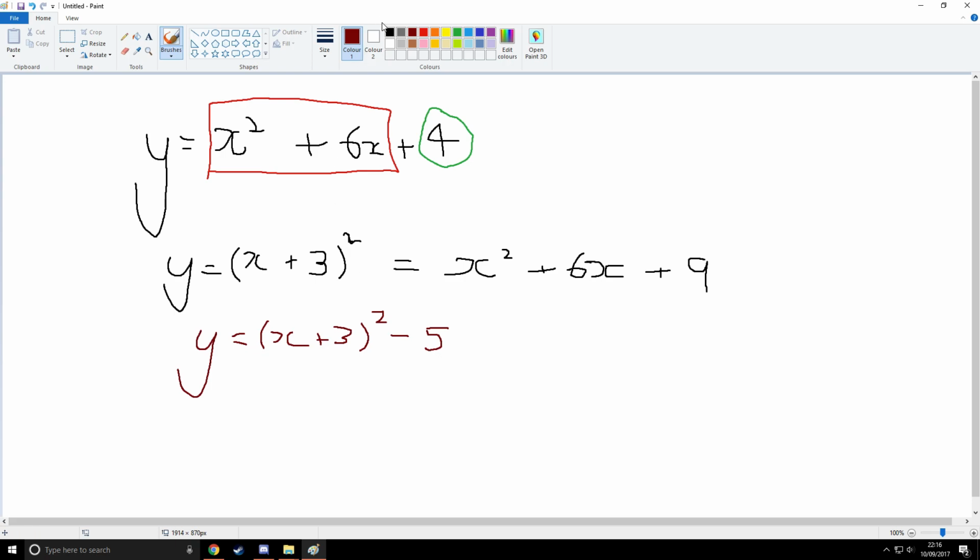Now, why, you're asking, have we completed the square? This is because within the bracket we can get the x coordinate. The x coordinate is the opposite sign of whatever this is, so in this case it's minus 3 for our x coordinate, and the other bit here gives us the y coordinate. However, that is just left as it is, so the y coordinate is minus 5. And that is the stationary point where the gradient equals 0.